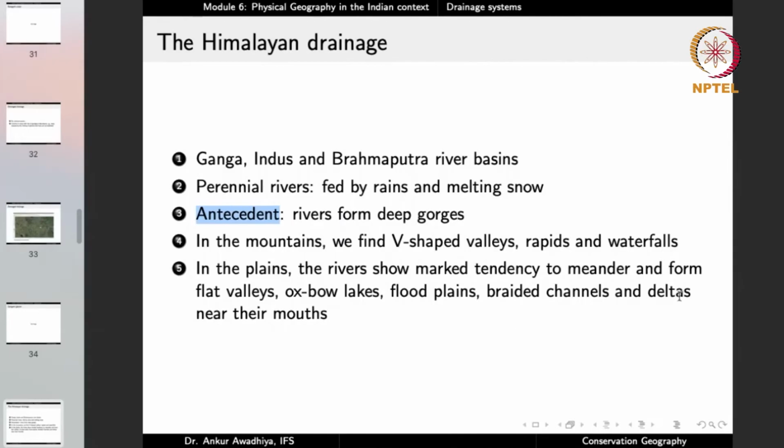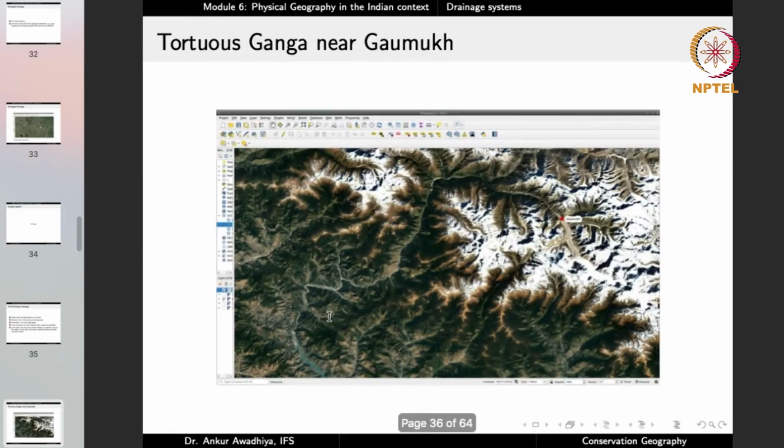And they not only meander, but they also form things like flat valleys, which are full of sediments, oxbow lakes, when the meanders are cut off, flood plains, again with lots of deposits, braided channels, because the rivers are changing their course very often, and deltas near their mouths, where the sediments again are deposited. So in these rivers, we find a marked erosion, marked amount of transportation, and a very marked amount of deposition of sediments. So this is an example.